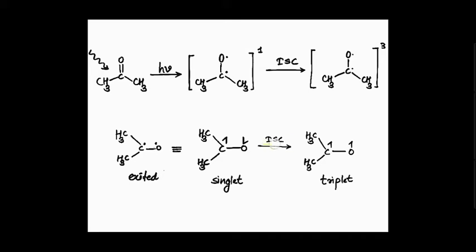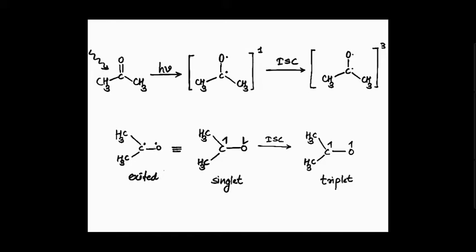When it goes through intersystem crossing, the spin of one electron changes. So both spins are now parallel, and it is in a triplet state. So firstly it is in a singlet state, and after intersystem crossing, it is in the triplet state. Now this excited carbonyl molecule will undergo reaction with an alkene.